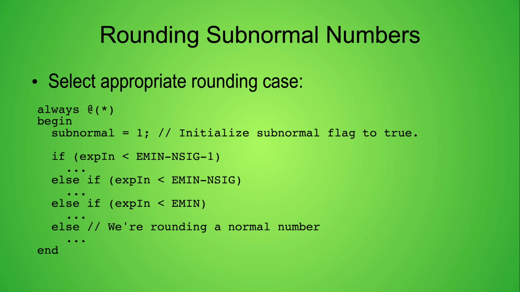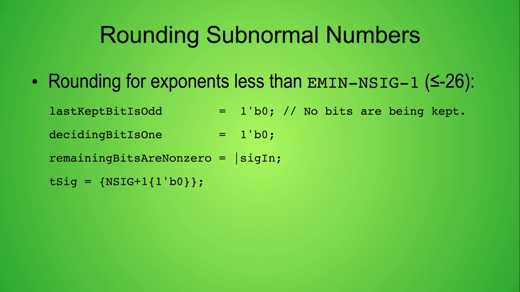This slide shows the logic to determine which of the 3 subnormal rounding modes we're in, or if we're rounding a normal number. For the case that the exponent is less than emin minus nsig minus 1, that is when the exponent is -26 or less, this is how we compute the values of last kept bit is odd, deciding bit is 1, remaining bits are non-zero, and tsig. Note that last kept bit is odd and deciding bit is 1 will always be false for this case, and tsig will always be 0.